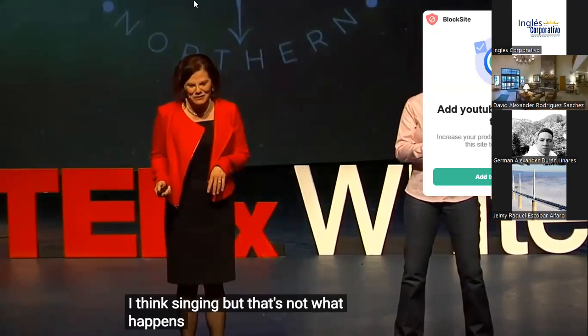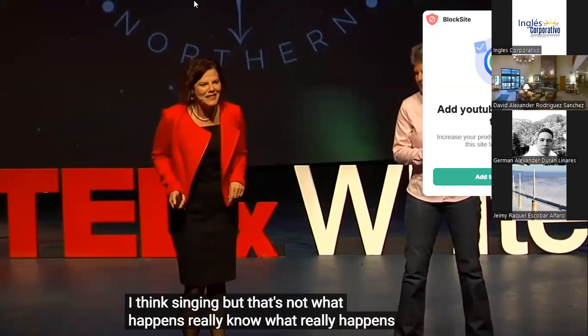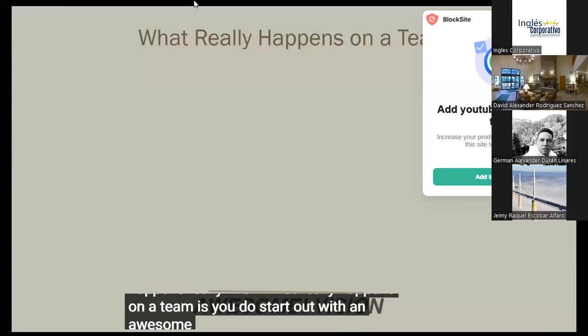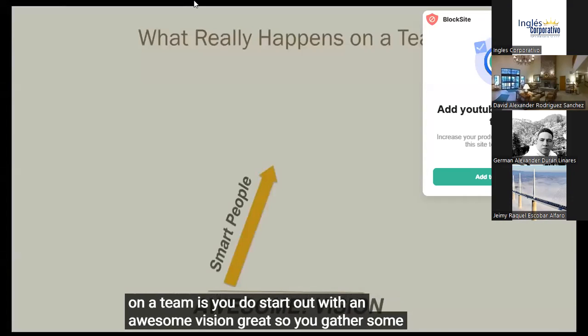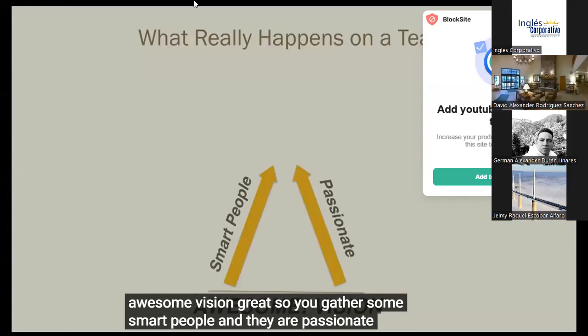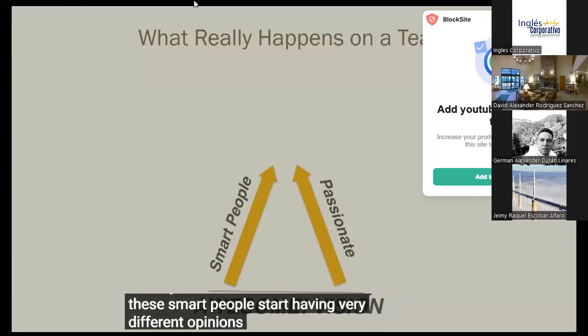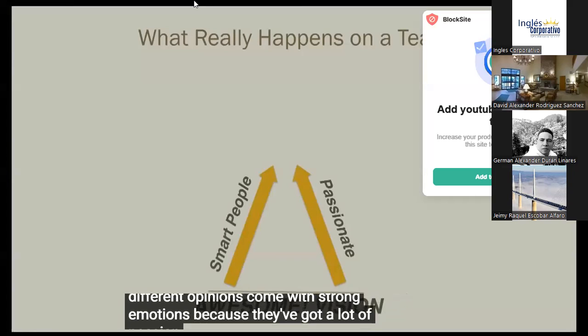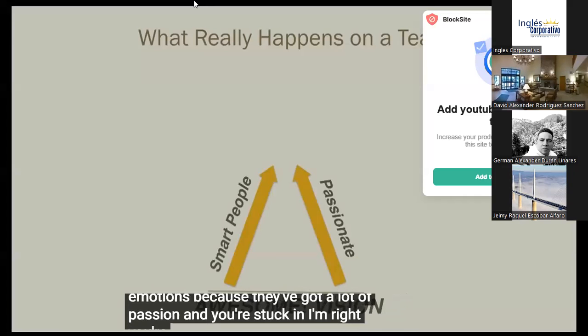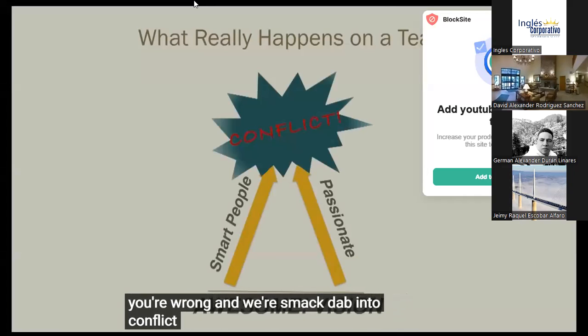But that's not what happens, really. What really happens on a team is you do start out with an awesome vision. Great. So you gather some smart people, and they are passionate about your cause. And all of a sudden, these smart people start having very different opinions. And then those different opinions come with strong emotions because they've got a lot of passion. And you're stuck in, I'm right, you're wrong, and we're smack dab into conflict.